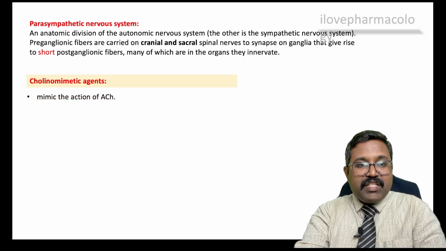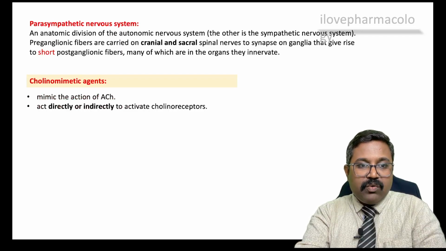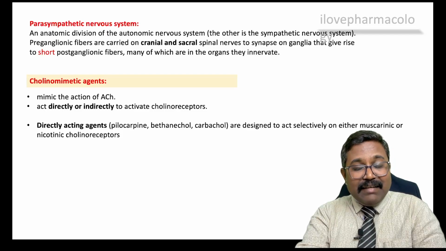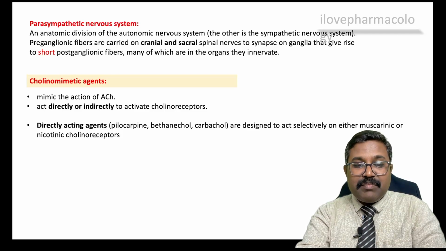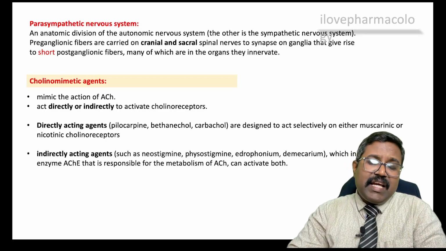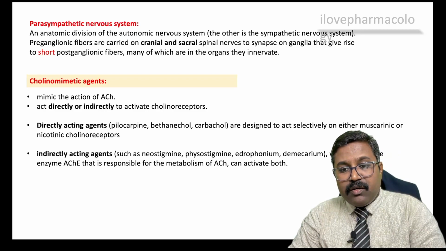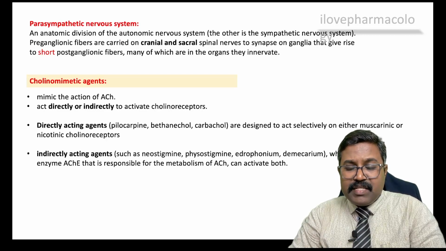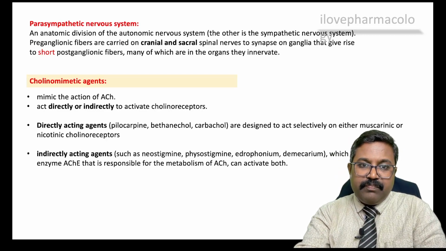Cholinomimetic agents are drugs which mimic the action of acetylcholine. They act directly as well as indirectly by activating the cholinoceptors. Among the directly acting agents, we have pilocarpine, bethanechol and carbachol, which are designed to act selectively on either the muscarinic receptor or the nicotinic cholinoceptor. Among the indirectly acting agents, we have drugs like neostigmine, physostigmine, edrophonium and demecarium, which inhibit the acetylcholinesterase enzyme that is responsible for acetylcholine metabolism, and can act on both the receptors.